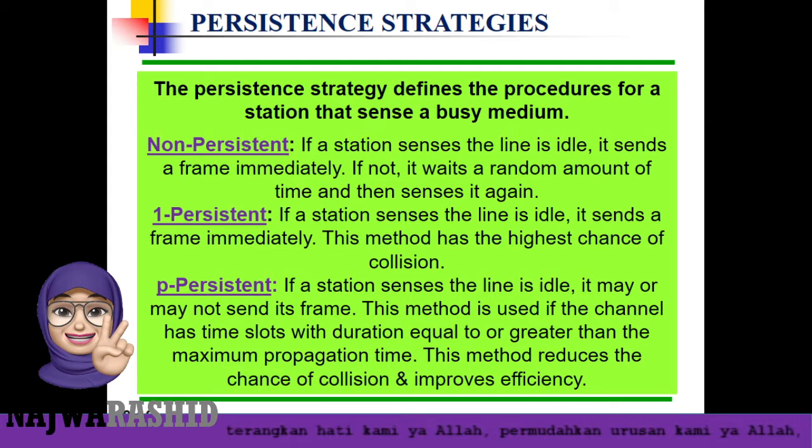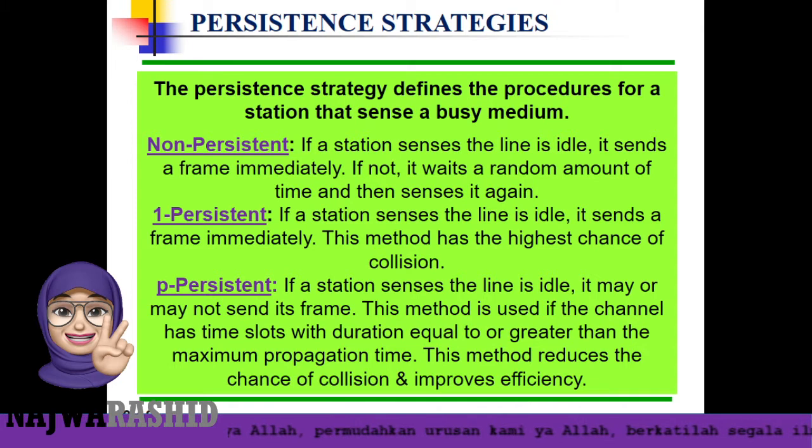We have non-persistent. In non-persistent, the station will sense the line, and if the line is idle, it will send a frame immediately. If not, it will wait a random amount of time and then sense the line again.